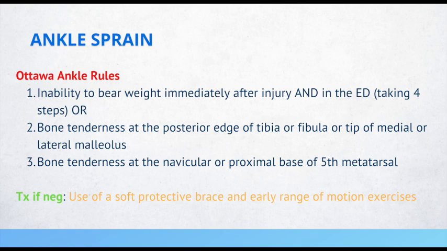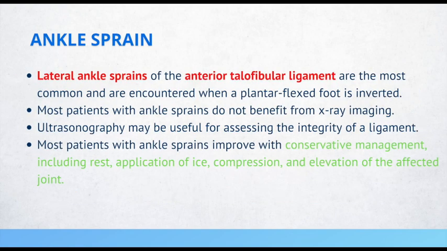If any one of these is present in the patient, then you want to go ahead and get some imaging done of the ankle. However, if it is negative, then you can use a soft protective brace and early range of motion exercises. Lateral ankle sprains of the anterior talofibular ligament are the most commonly encountered ankle sprains. This occurs when a plantar flexed foot is inverted.